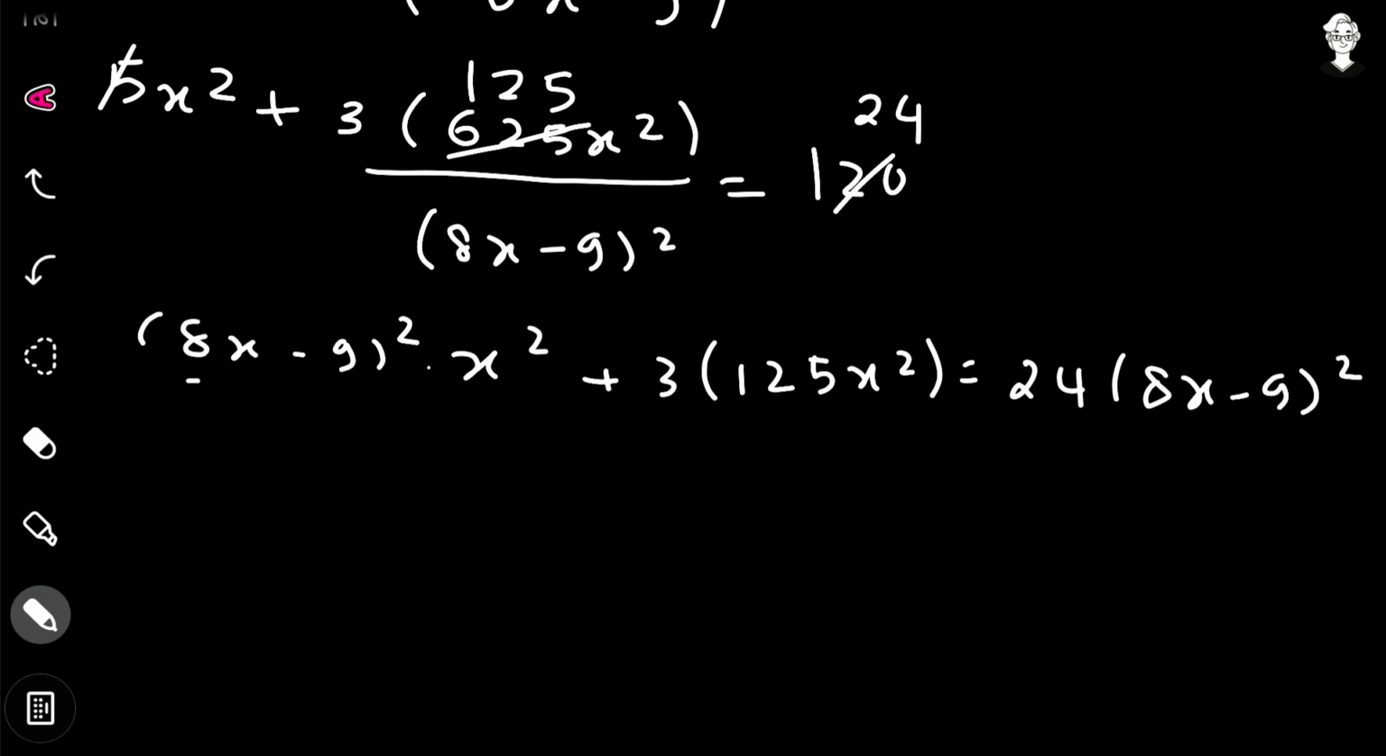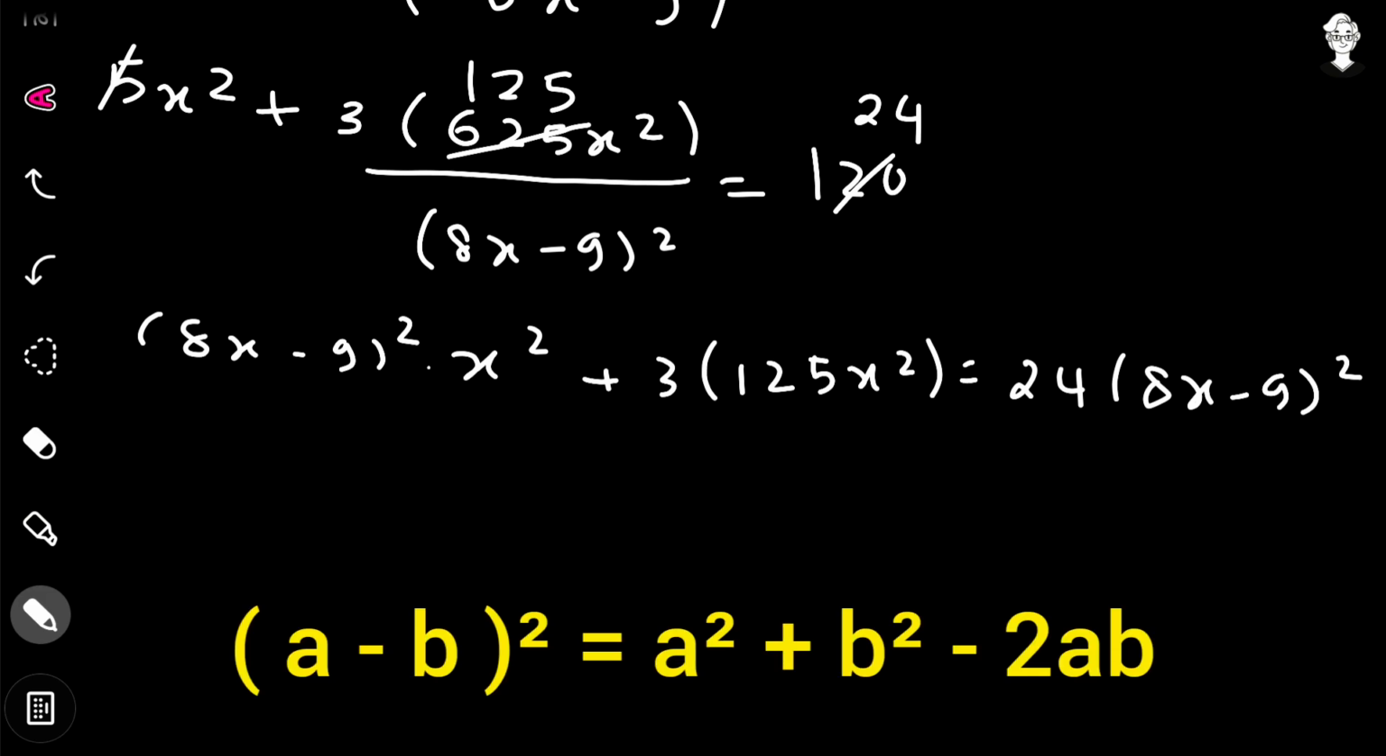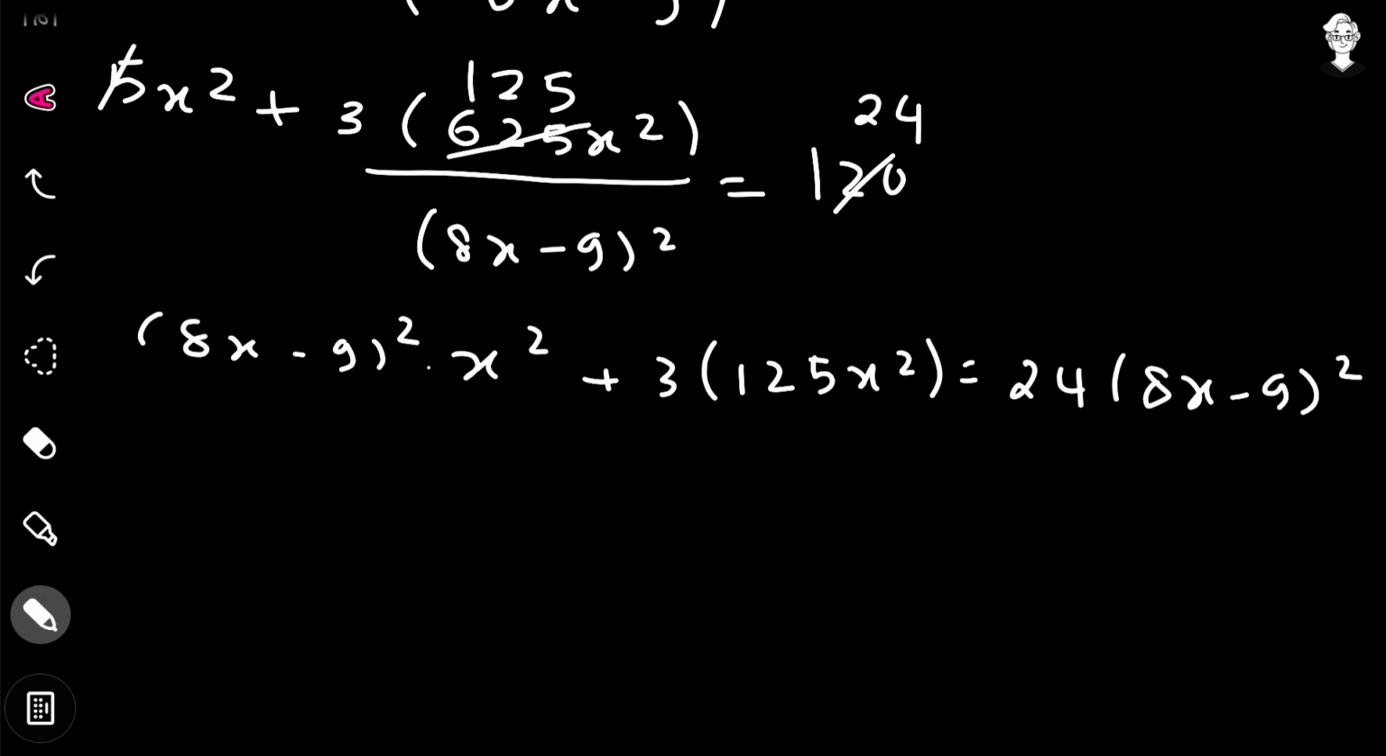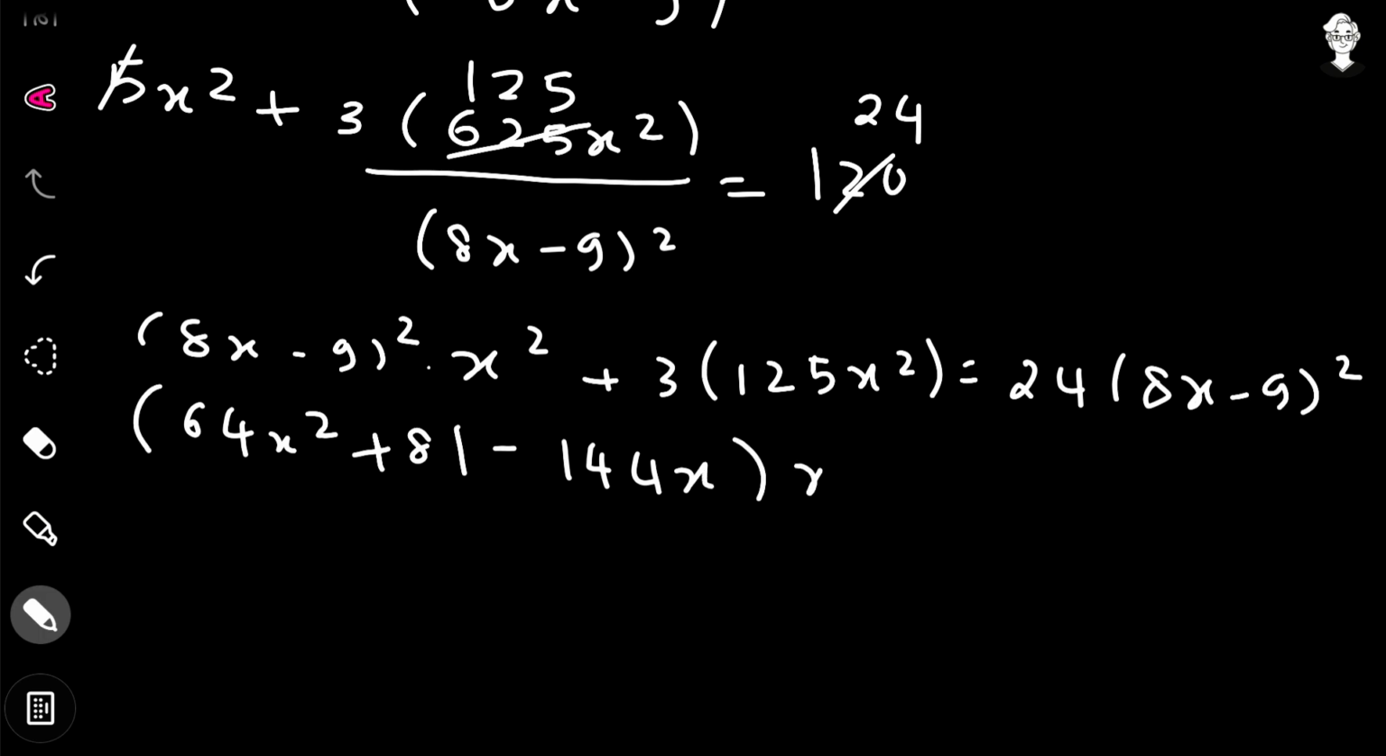So now let us open up these squares. According to the algebraic identity, (a minus b)² is equal to a² + b² minus 2ab. So (8x minus 9)² will turn out to be 64x² + 81 minus 2 into 8 into 9, that's 16 into 9, that's 144 times x, and this is multiplied with x² that is present outside the bracket.